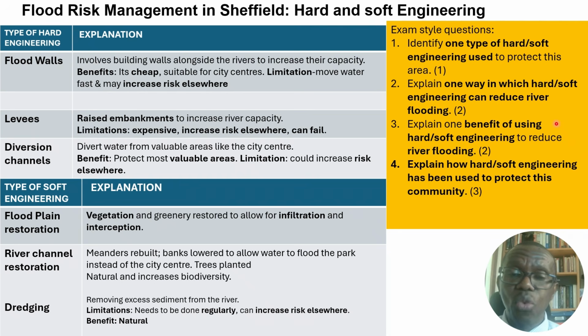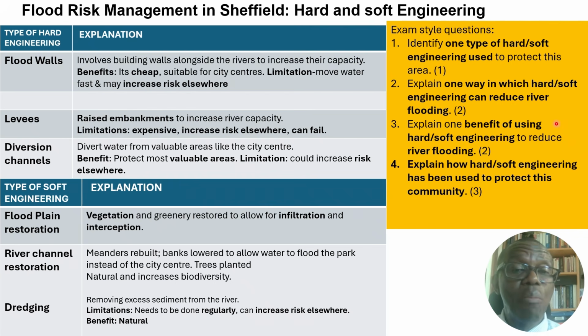Now, what kind of questions are you likely to be asked with regards to this kind of information? So identify one type of hard or soft engineering used to protect this area. So in this particular case, the students would have been given a picture with a type of hard or soft engineering, which they can then name and get the mark for it. Then explain one way in which hard or soft engineering can reduce river flooding.